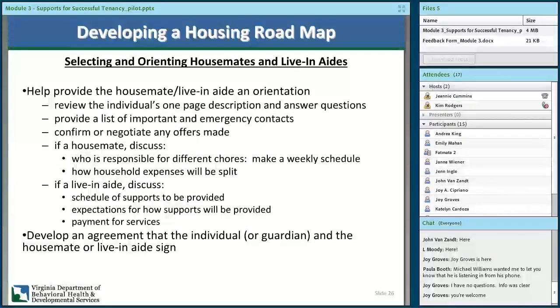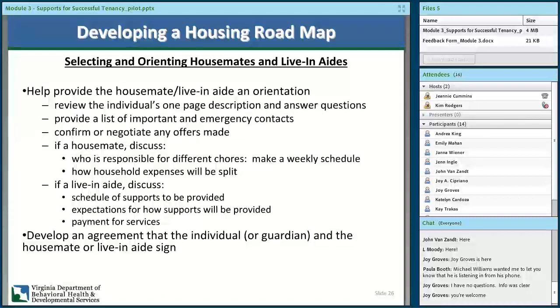Now, once the finalist is selected, the housing guide can assist the individual with providing an orientation to the housemate or live-in aide. During the orientation, it's important to review the individual's one-page description and answer any questions, to provide a list of important and emergency contacts to that housemate or live-in aide, and to confirm or negotiate any offers made, such as free or reduced rent, free or reduced internet cable, a stipend to transport the person or to take the individual to different activities, or a monthly gift card for groceries.